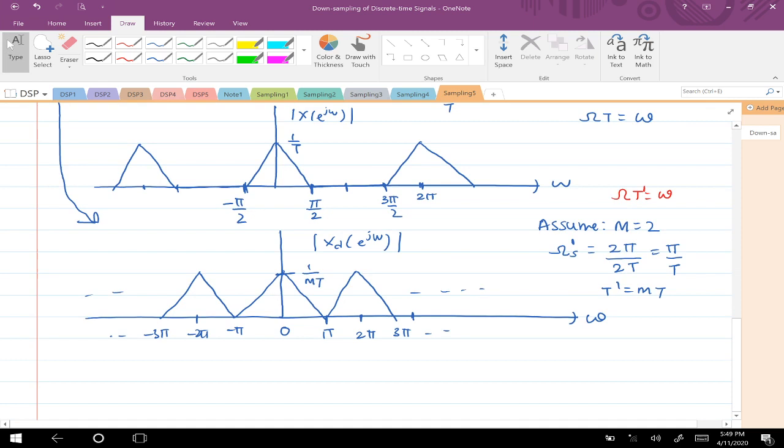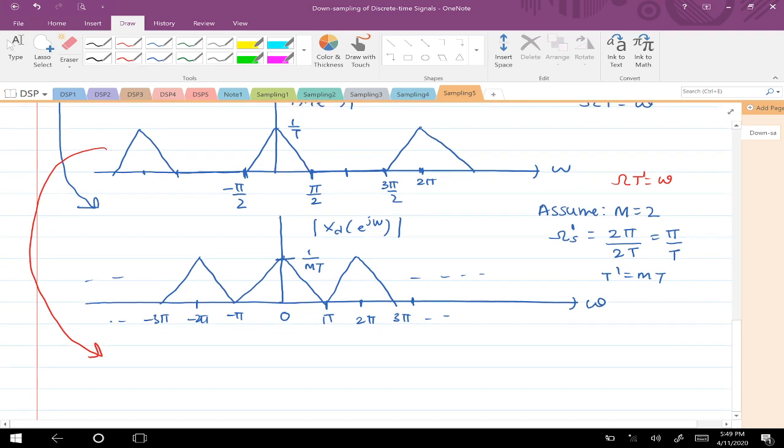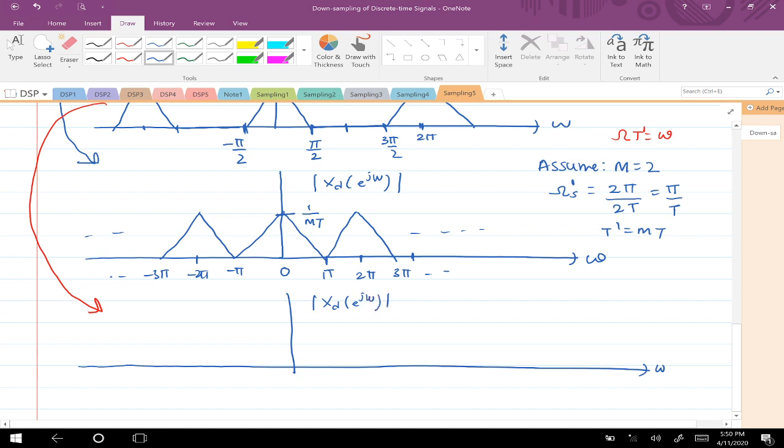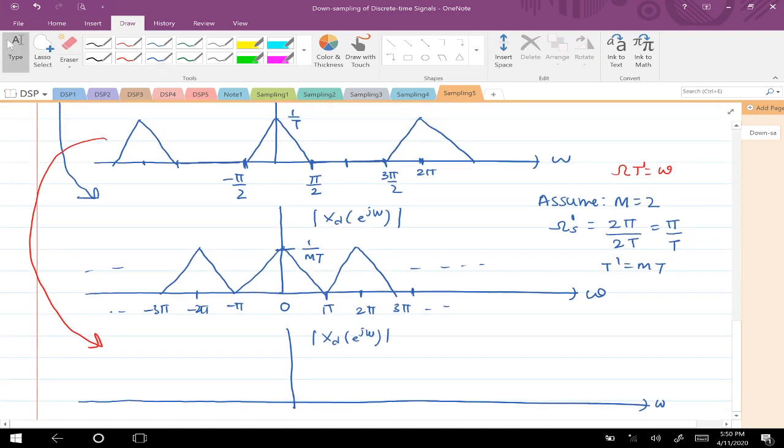Now let's try to get the same thing from here so that we could establish the relationship between X of e power j omega and the other one. So how could I get omega from there? I want to get again the same thing I'm going to plot, but how do I get it from here, 1 by t?